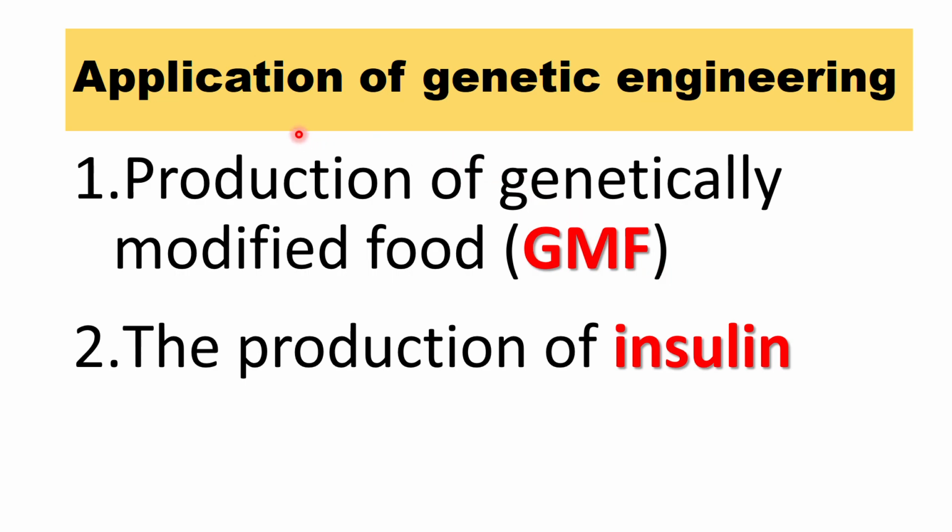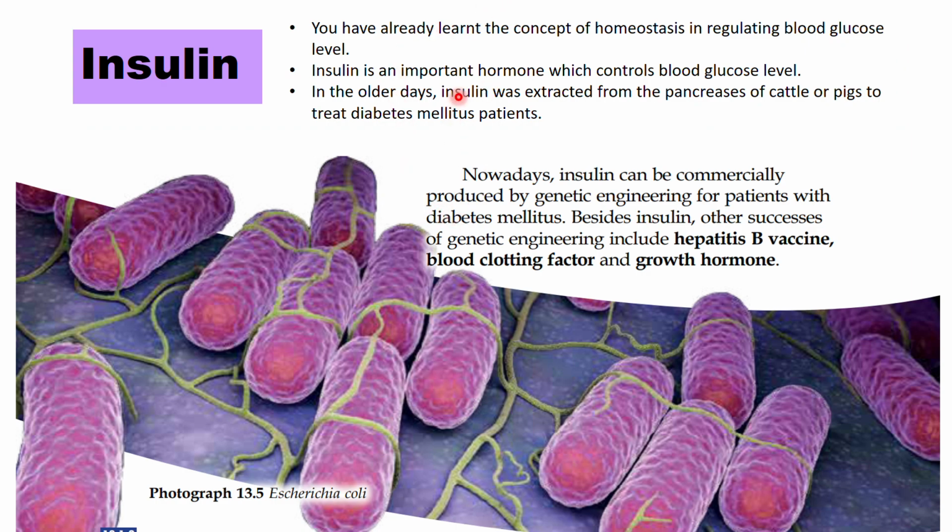Okay, right. In this video, we are going to look at the second application of genetic engineering, and that is the production of insulin. Okay, let's do some revision. Do you remember insulin? It is an important hormone which controls the blood sugar level in our body.